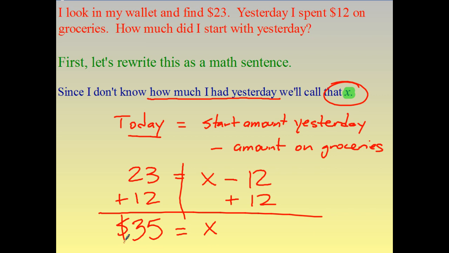And let's plug that back in. So if I had $35 and then I spent $12 on groceries, that would mean I have $23 now. That all makes sense.